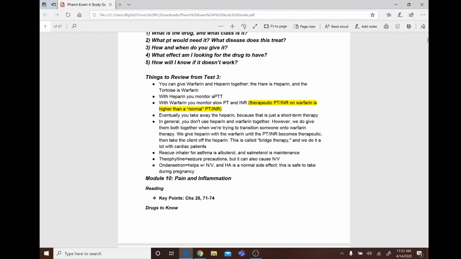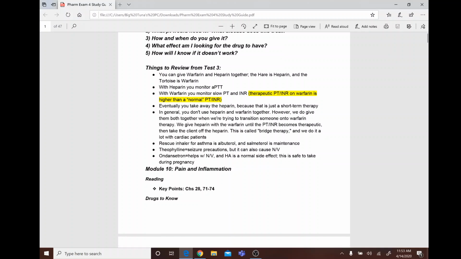In general, you don't use heparin and warfarin together. However, we do give them both when they're trying to transition someone onto warfarin therapy, okay? We give heparin with the warfarin until the PT, INR becomes therapeutic. Then take them off the heparin. This is called bridge therapy. We do this with a lot of cardiac patients.